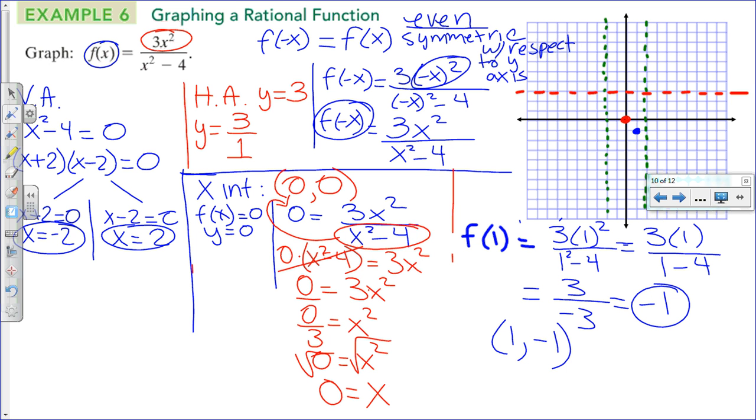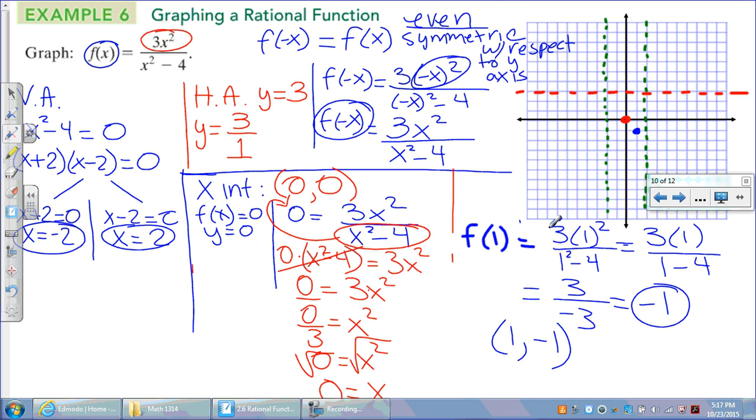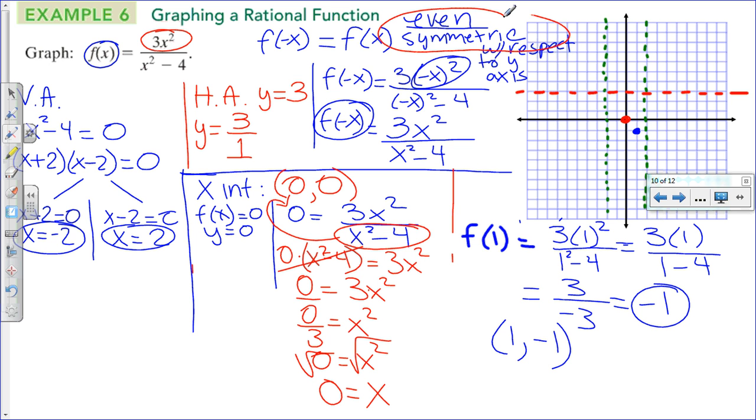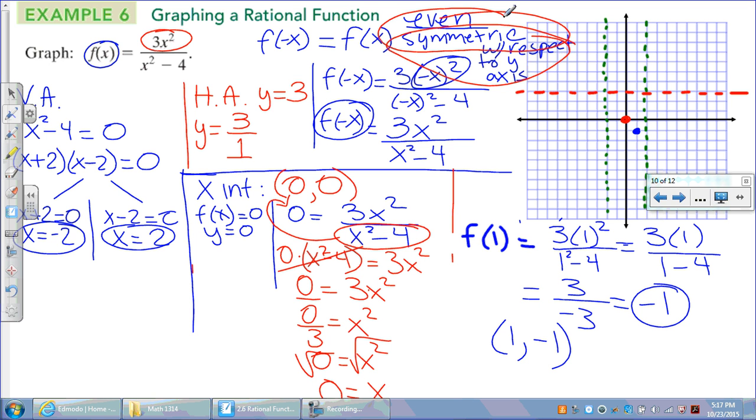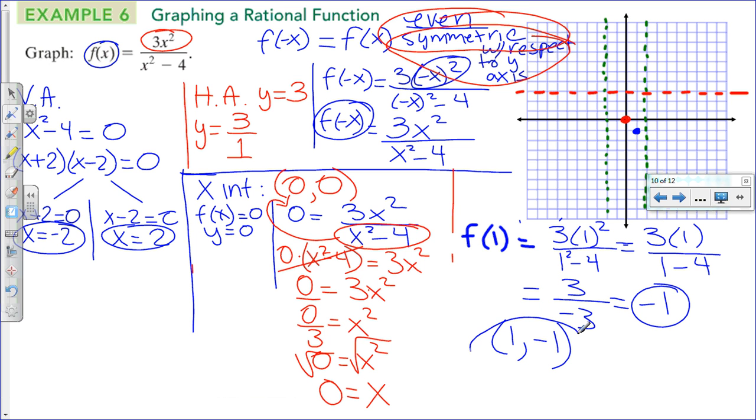Now remember how we established that this function was even, and even means that it is symmetric with respect to the y-axis. So this is where symmetry comes in very handy, and that means that if we have the point 1 comma negative 1 here, we will also have the point negative 1 comma 1. And so what we're going to have here is something that will look kind of like a parabola.